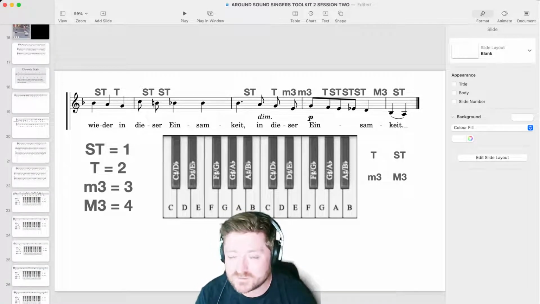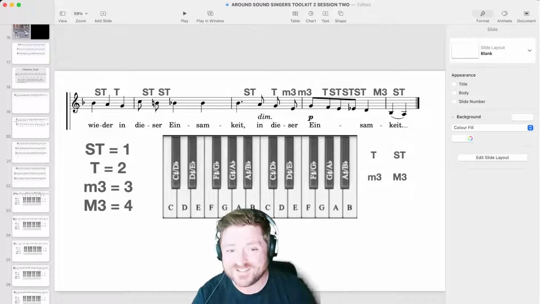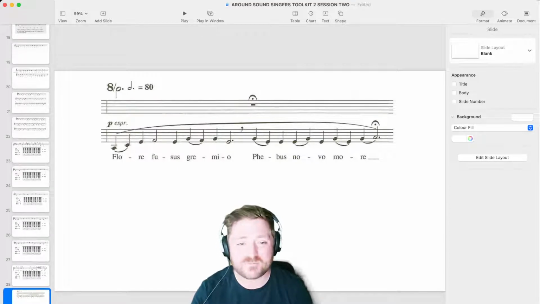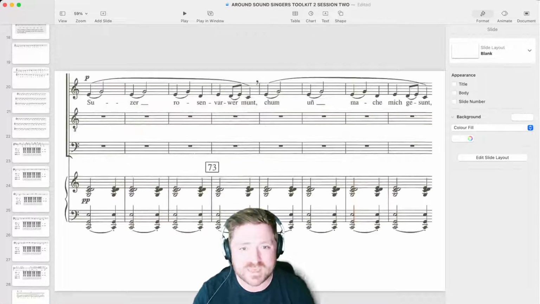Einsamkeit. Okay, fabulous. I didn't say it was easy. It was always going to be a bit of a challenge. Now, there's plenty of examples on your PDF, which you'll be getting later on.